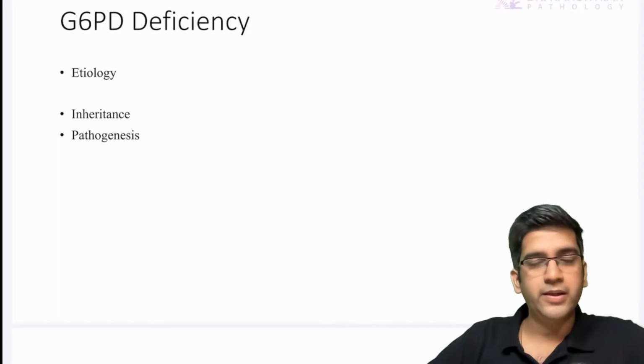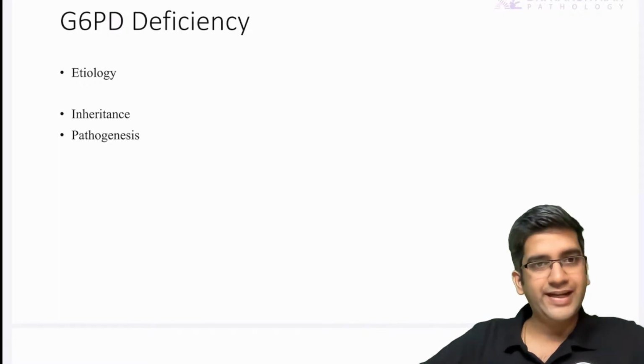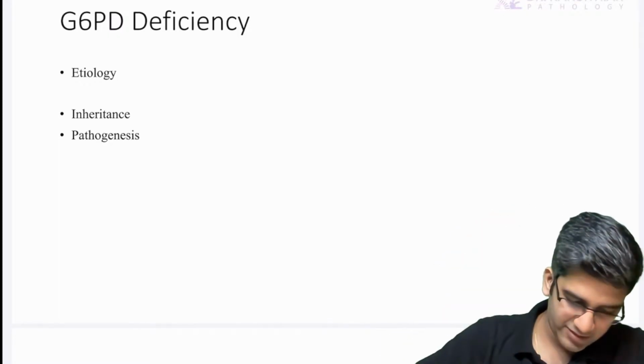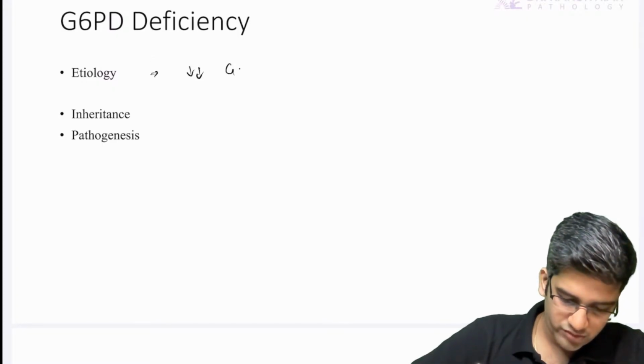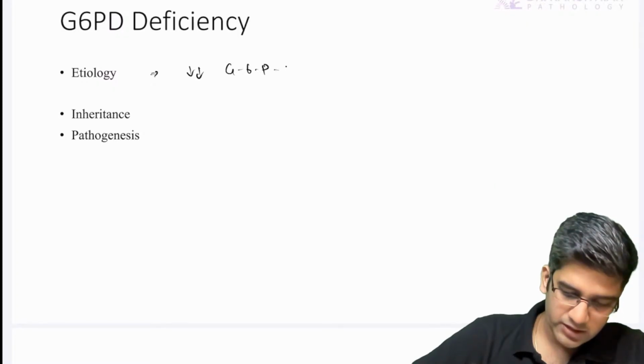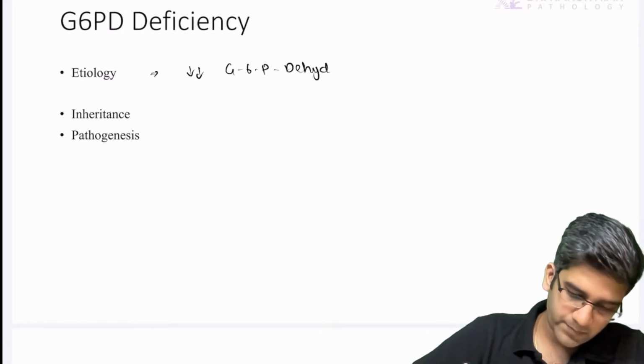You guys will be telling me what to write here. So tell me what's the etiology of G6PD deficiency. It's there in the name, right? There is reduced glucose-6-phosphate dehydrogenase enzyme.